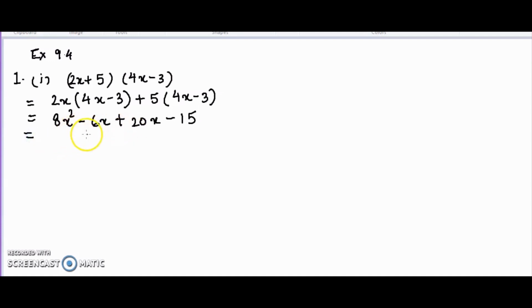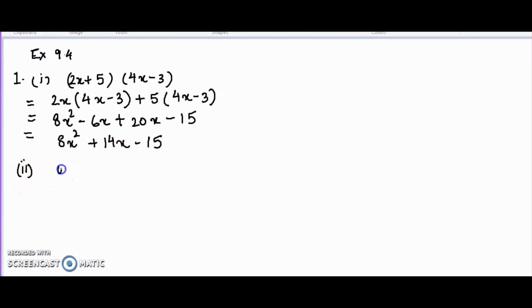Now you will see what are the like terms and you can combine them together. So you have here 8x square. There is no other like term corresponding to that. So this will be 8x square only. Then 20x minus 6x will be 14x. So plus 14x and minus 15. This will be your final answer.